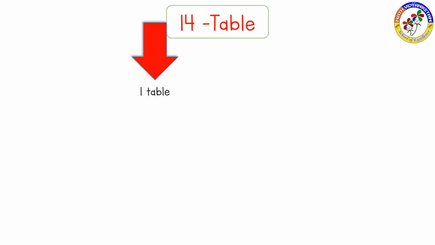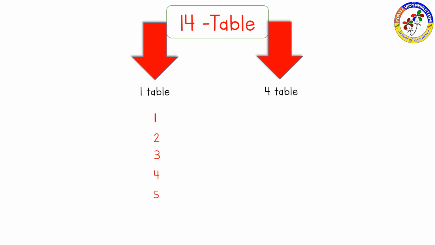Meeku telusu kada trick. So write one table here. 1 ones are 1. 1 twos are 2. 1 threes are 3. 1 fours are 4. 1 fives are 5. So in 14, the right side number is 4.